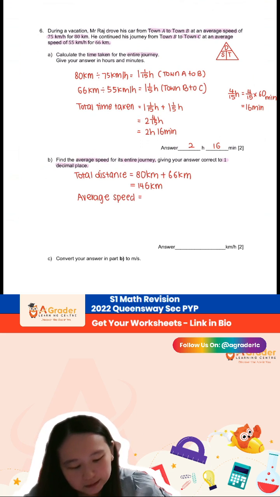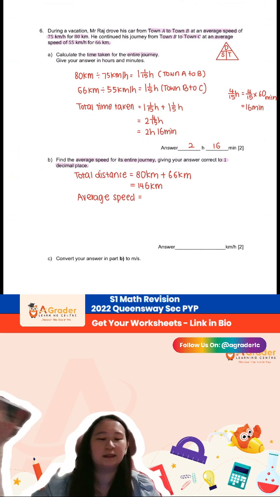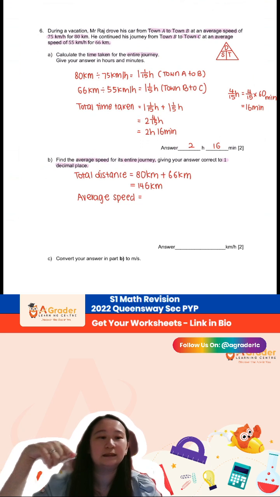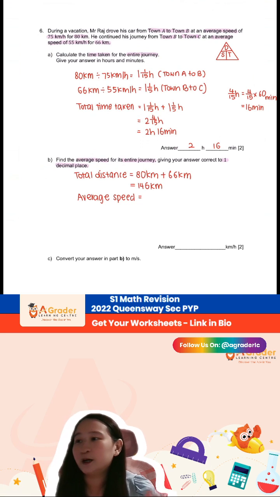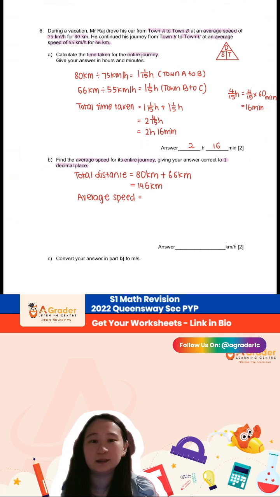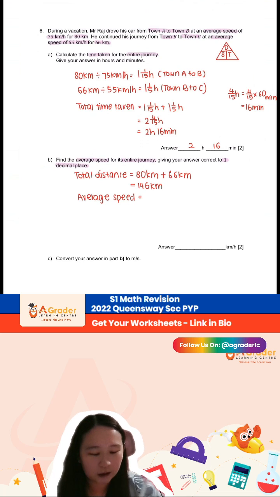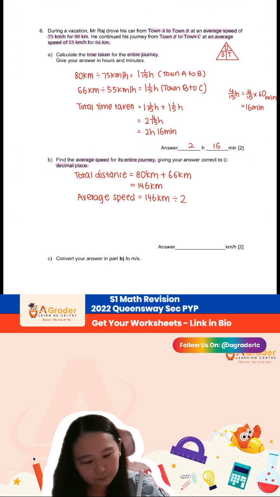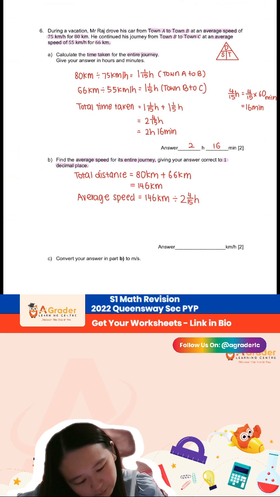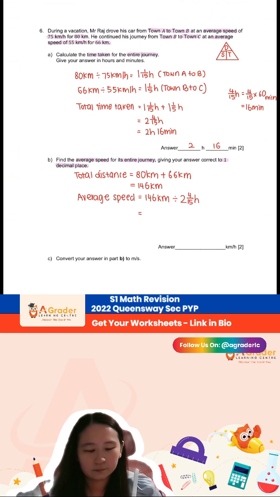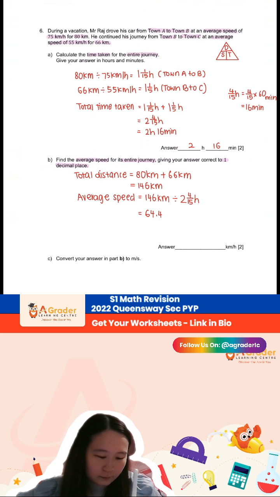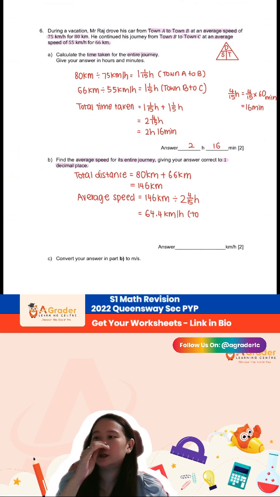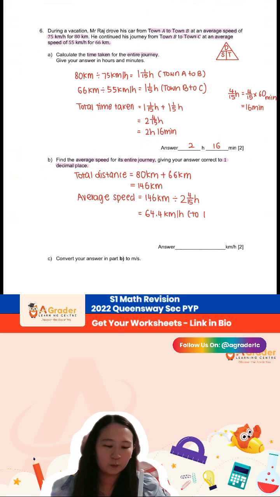One common mistake here is students like to take the average speeds that are given in the question, add the two average speeds together and divide by 2. This is incorrect, okay? For average speed, we always have to find the total distance and the total time taken for the entire journey. So you will get 64.4 kilometers per hour when rounded off to 1 decimal place.